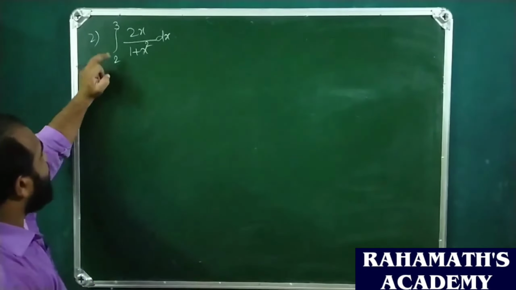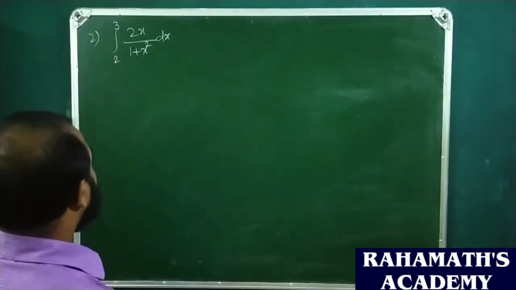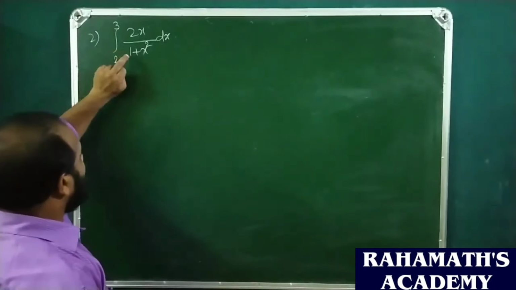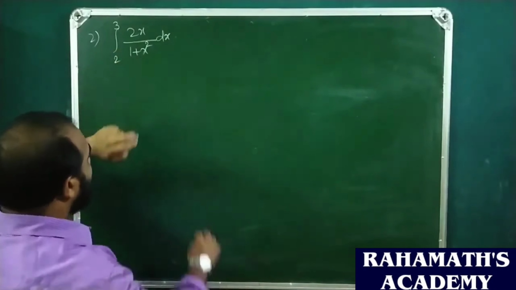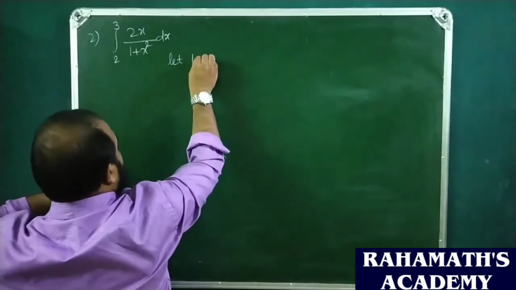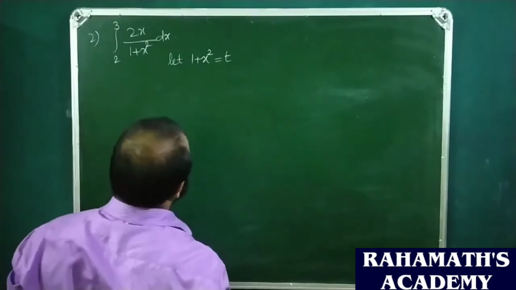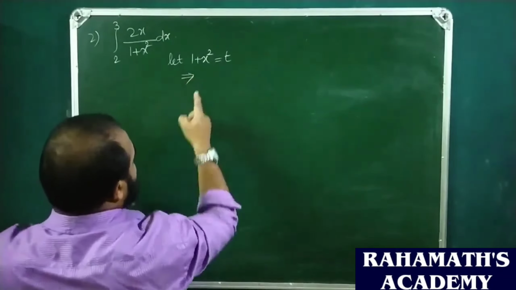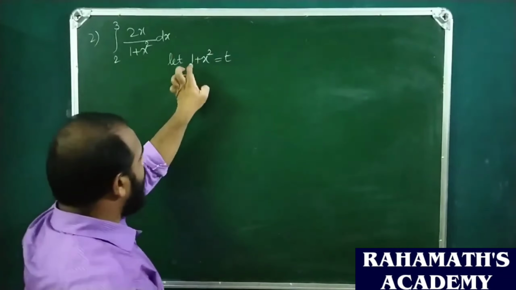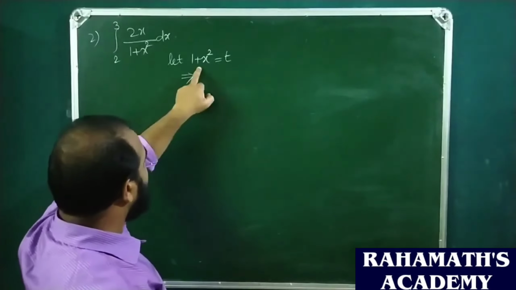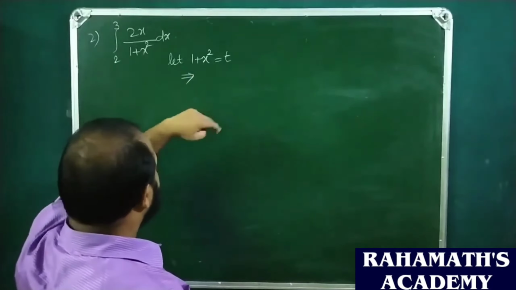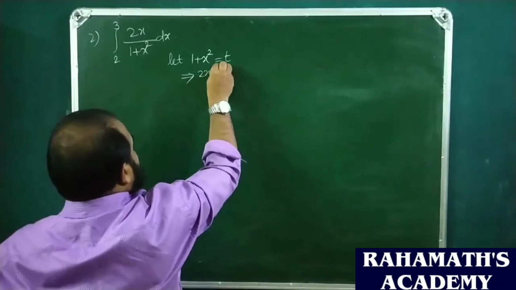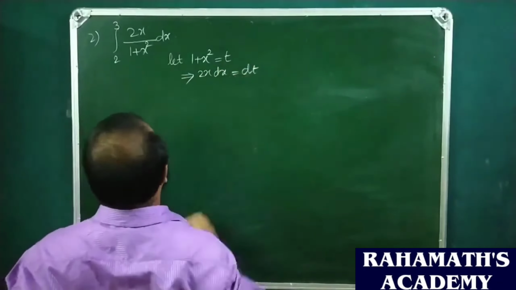So the next question is the integral from 2 to 3 of 2x by 1 plus x square dx. Clearly this is 1 plus x square. Let 1 plus x square equal t. Whenever we are going for substitution, immediately the next step is to differentiate. So 2x dx is equal to dt.